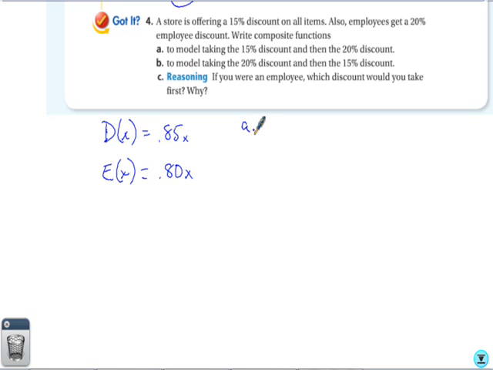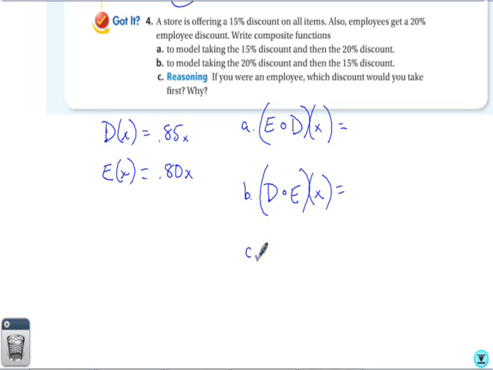Okay, so now I'm going to do some setup here for you, but then you're going to do the math. I'll help you with part A. E of d of x equals, you need to find that. Then you're going to find d of e of x. You need to find that. And then you're going to figure out, if you were an employee, which one would you want first? Go ahead and pause the video here and get that information. Pause the video now.